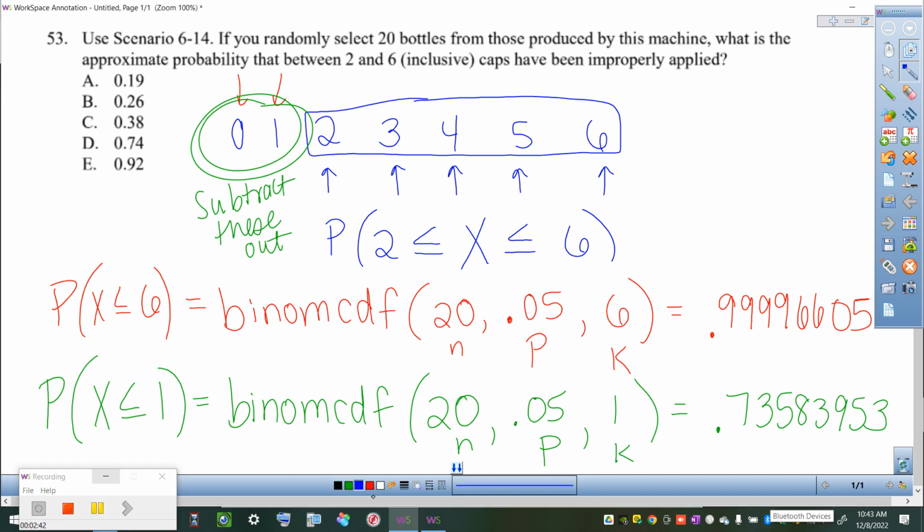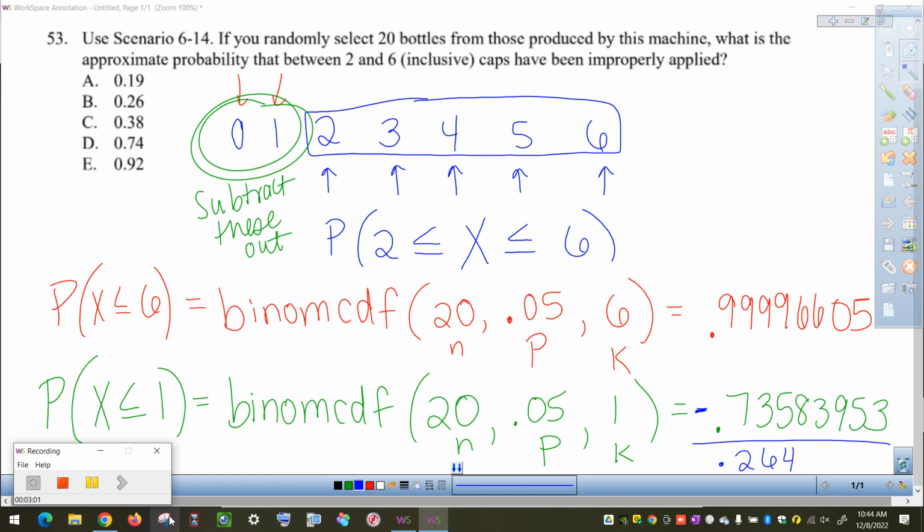So notice how it's a pretty high likelihood that none are improperly applied or only one of them is, which makes sense because it's only a 5% chance that any one of them is improperly applied. Then I'm just going to go ahead and subtract it. So it looks like that gives us a final answer of about 0.264. So it looks like the correct answer should be B.